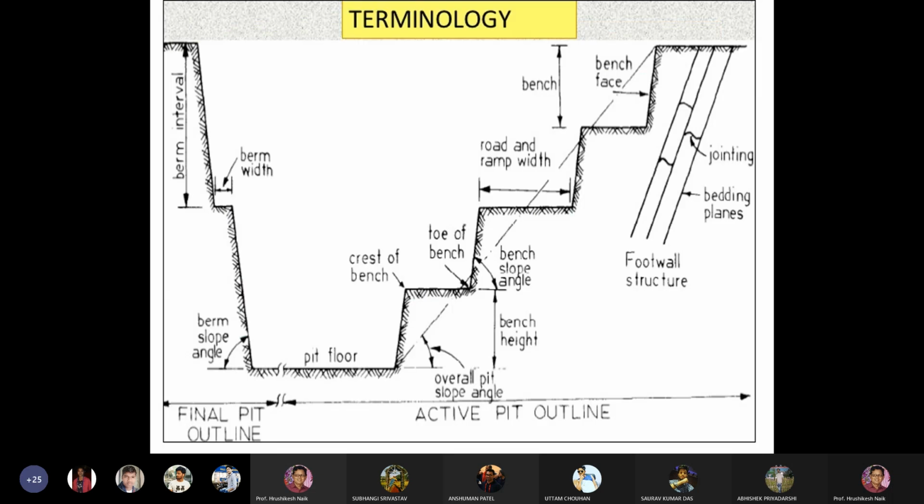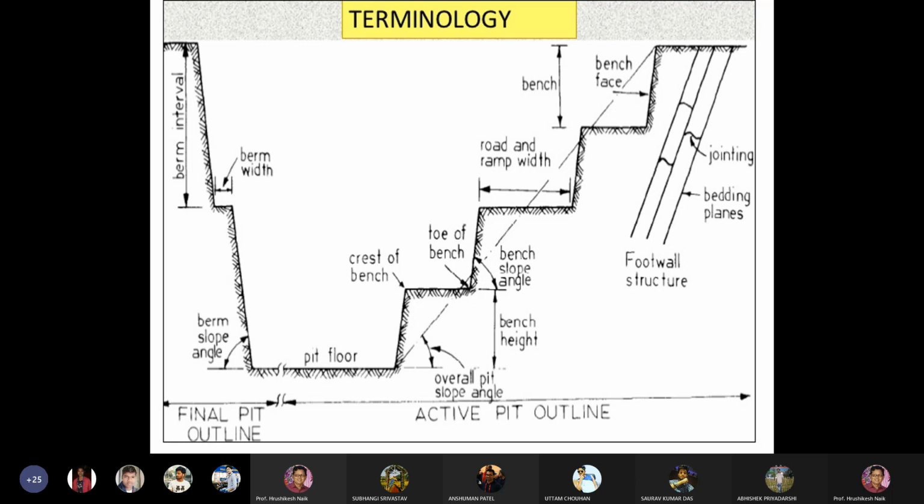So these are the terminology used in open cast mining. This is the bench interval or bench height. This is the berm, width of the berm. This is the berm width, and this is the berm slope angle. This is the slope angle, berm slope angle. This is the pit floor, bottom of the pit floor. This is the crest of the bench. This is the toe of the bench. This is the road and ramp width, where trucks and dumpers will move.